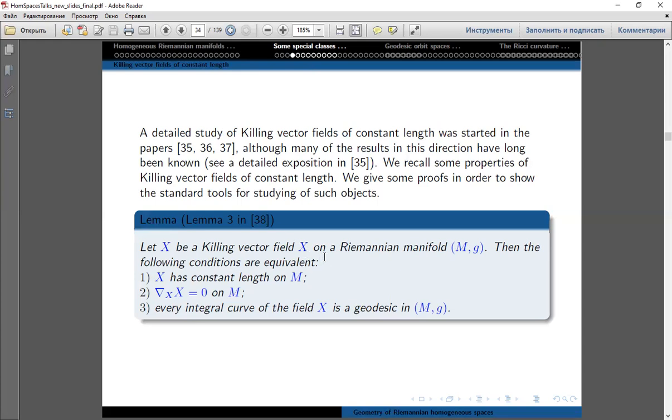Let X be a Killing vector field on a Riemannian manifold. We don't suppose that this Riemannian manifold has a special property, not necessarily homogeneous, for example. Then the following three conditions are equivalent. The first one: X has constant length on this manifold, which is assumed connected, of course. The second: the covariant derivative of X with respect to X is 0 on this manifold. And very important, the third one: every integral curve of the field X is a geodesic in the given Riemannian manifold. These three properties are very important, and these conditions are equivalent.